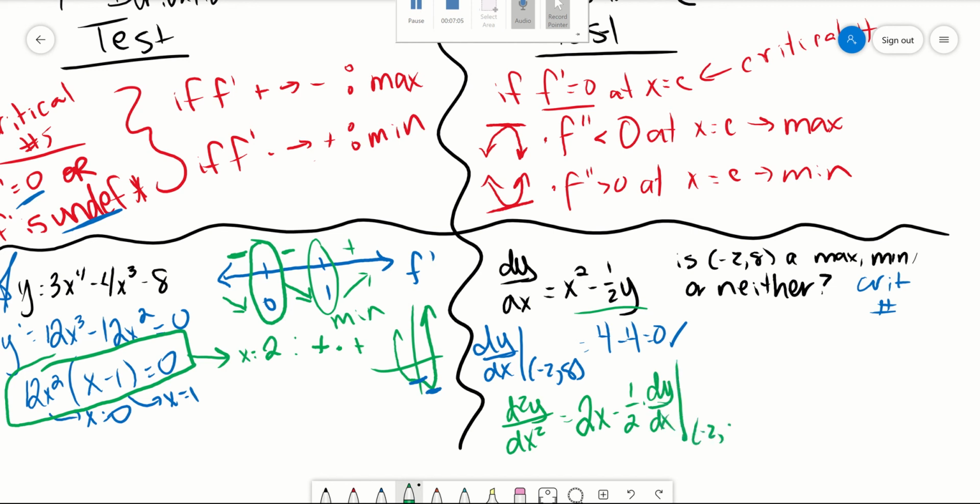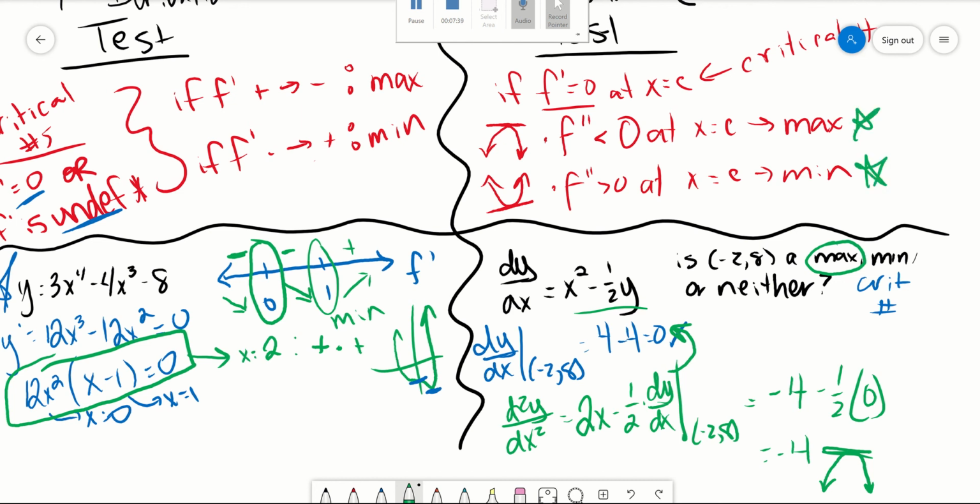Now we want to plug in that point negative 2, 8. So 2 times negative 2 gives us negative 4 minus 1/2 dy dx. We already know from up here that dy dx is equal to 0, so that means it's just negative 4. So if it's negative, that means it's concave down. So this point is going to be a maximum. So second derivative test doesn't really tell you like concavity intervals. Second derivative test is still looking for whether something is a max or a min.